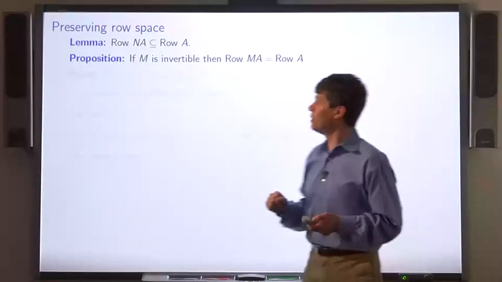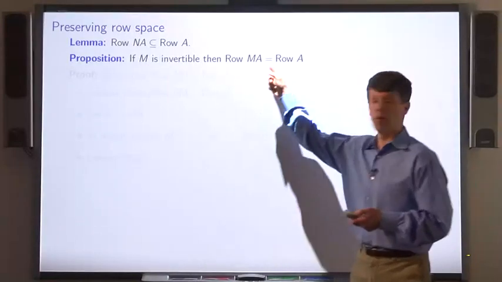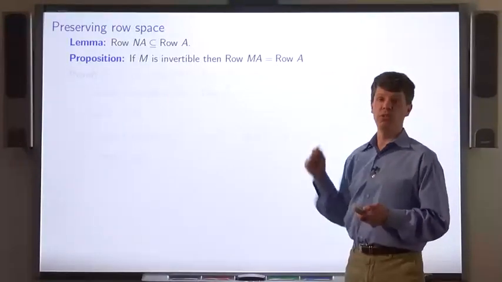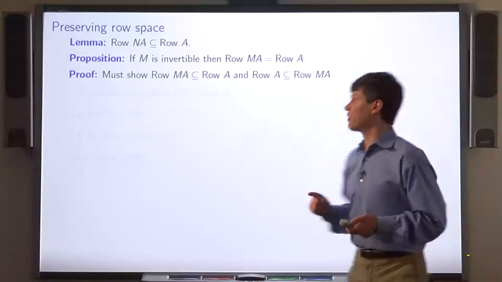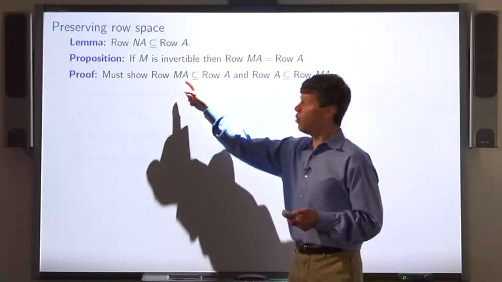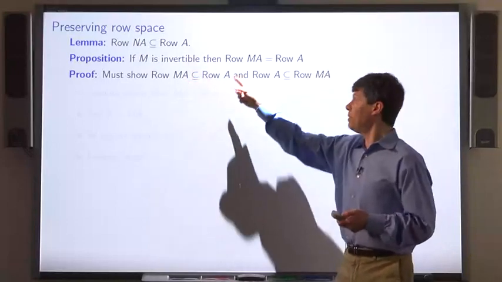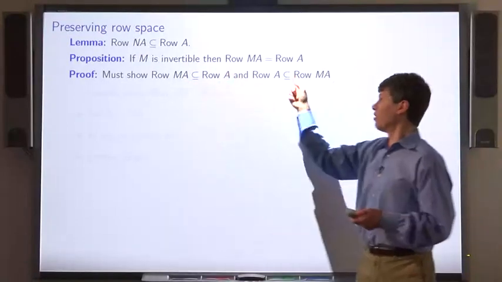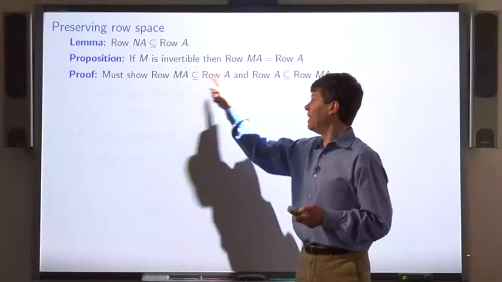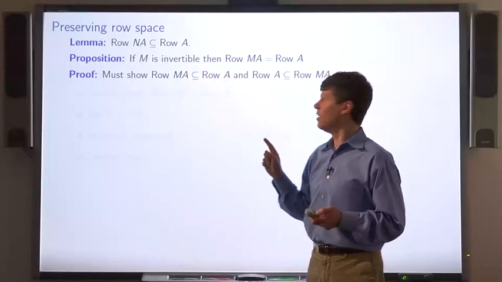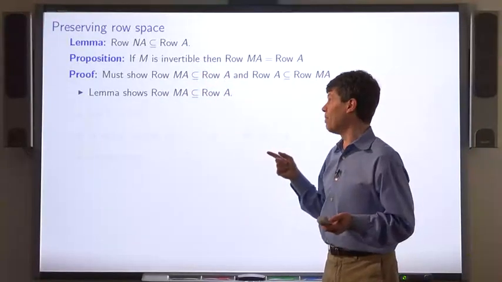Now let's go back to the proposition. If M is invertible, then the row space of M times A equals the row space of A. To prove that, we prove two directions. We prove that the row space of M times A is a subset of the row space of A, and vice versa. First, let's show that the row space of M times A is a subset of the row space of A. Well, that's a direct application of the lemma.